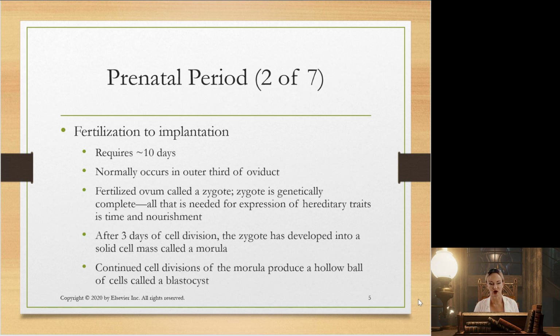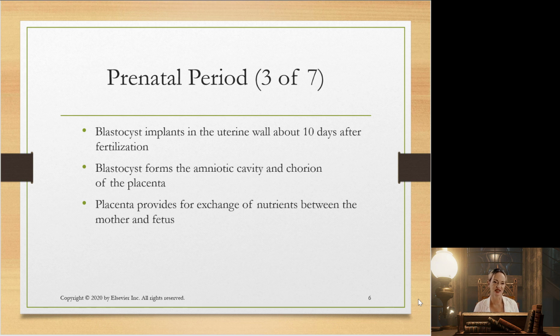Now, if you recall, each uterine tube extends outward from the uterus for about 10 centimeters. So that is quite phenomenal that it requires about 10 days and it gets in there and all of this stuff starts going on. This blastocyst then implants into the uterine wall about 10 days after fertilization. The blastocyst forms the amniotic cavity and the chorion of the placenta. The placenta provides for exchange of nutrients between the mother and the fetus.